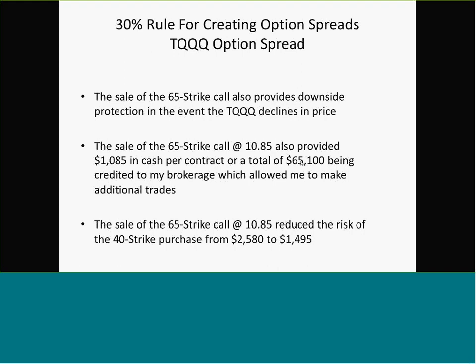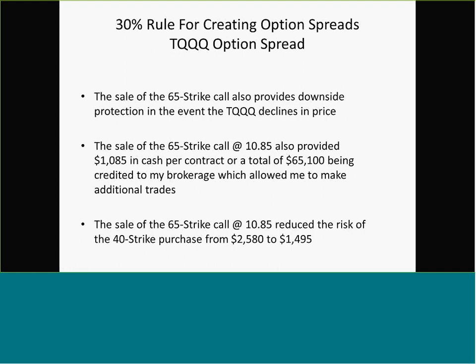So that was my downside protection right there. And it also almost doubled the existing profit potential. So I increased my profit potential. I got $65,000 worth of downside protection, and I reduced my overall risk. I paid $25.80 for the 40 strike call, so I reduced my overall risk from $2,580 to $1,495 when I sold this 65 strike call. So you can see a lot of good things happen when you create these spreads.